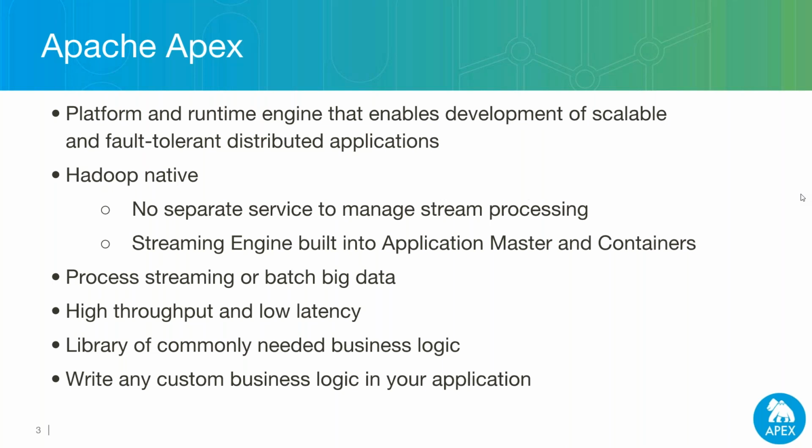Now what is Apache Apex? Apache Apex is a runtime engine and big data platform which enables the development of scalable and fault-tolerant distributed applications. So the engine will take care of scalability and fault tolerance, so the user can concentrate only on the applications. Apex is a native Hadoop application, so it uses the HDFS and YARN components of Hadoop. So there is no need for a separate service to run these applications.